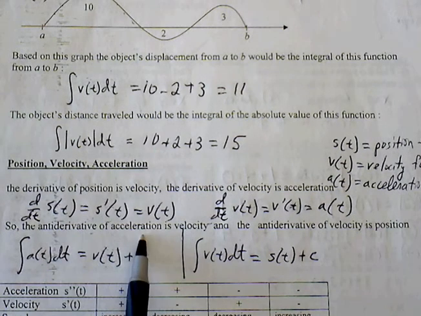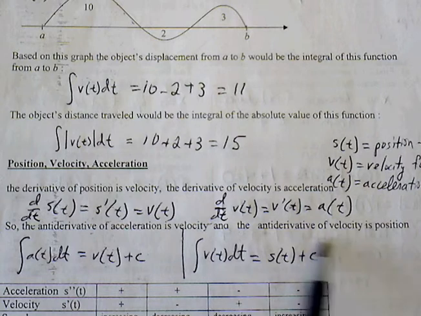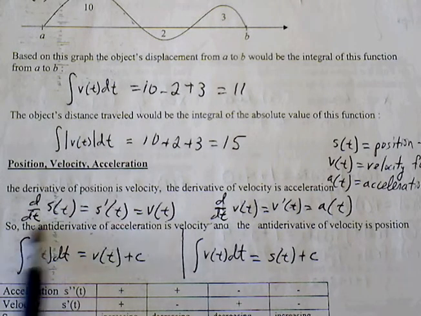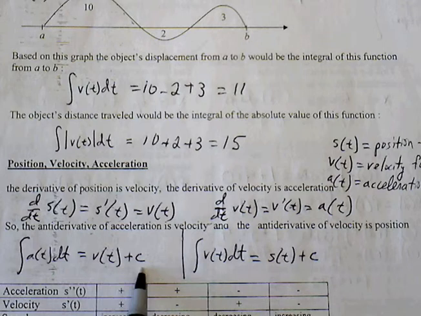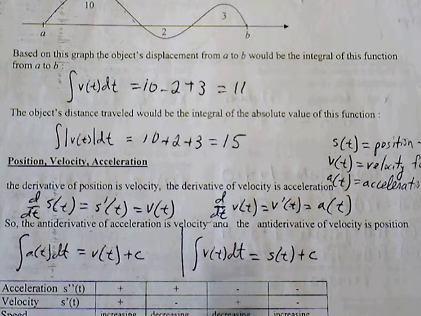The antiderivative of acceleration is velocity, and the antiderivative of velocity is position. So the integral of a(t) dt will give me v(t) plus C, right? The integral of v(t) dt will give me s(t) plus C.